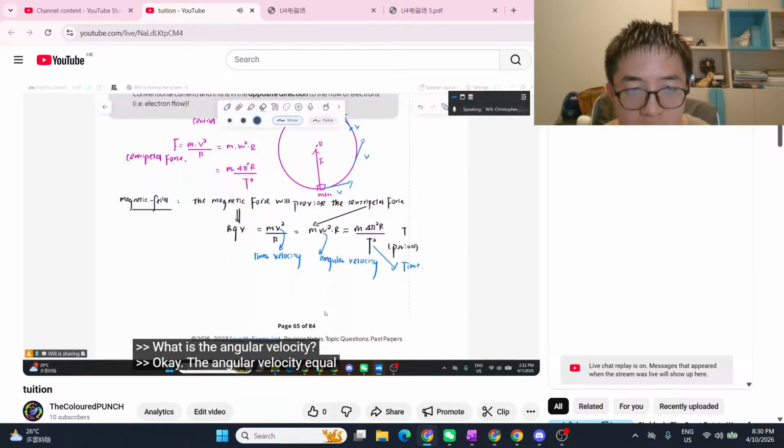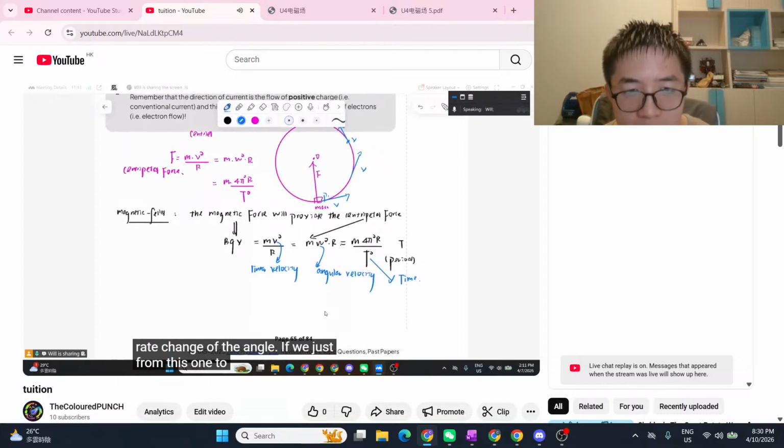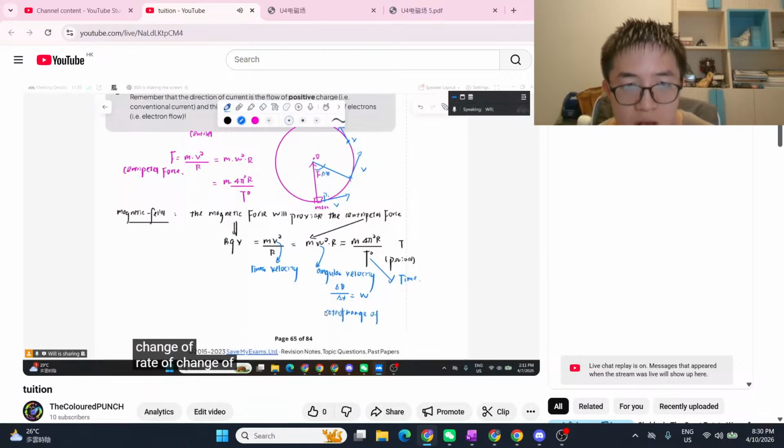What is the angular velocity? The angular velocity equals the rate of change of the angle. If we go from this point to this point, the angle changes by delta theta, and dividing by delta t gives omega. Omega represents the angular velocity, the rate of change of angle.